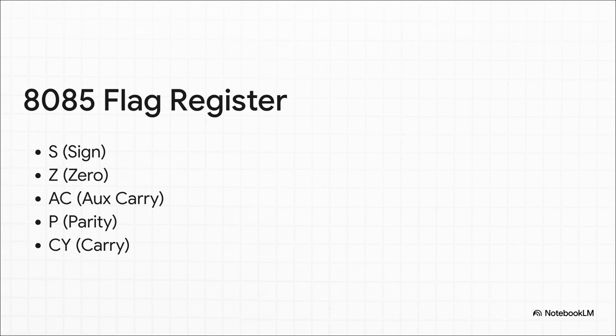But really think about the sign flag. This single bit gives the processor absolutely critical context. If the bit is a 1, the result sitting in the accumulator is negative. If it's a 0, the result is positive. These simple little flags are exactly how the processor knows how to react and make logical decisions within its programming.